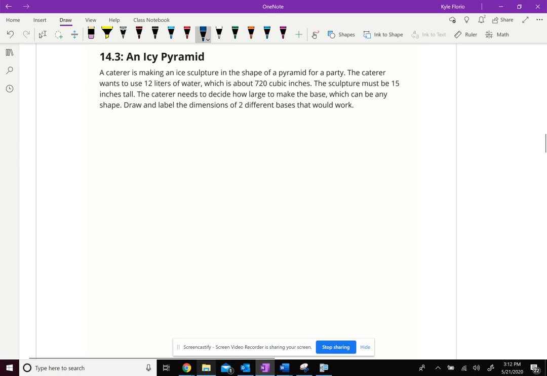Hey, Geometry, Mr. Florio, 14.3, an icy pyramid. A caterer is making an ice sculpture in the shape of a pyramid for a party. The caterer wants to use 12 liters of water, which is about 720 cubic inches. The sculpture must be 15 inches tall.